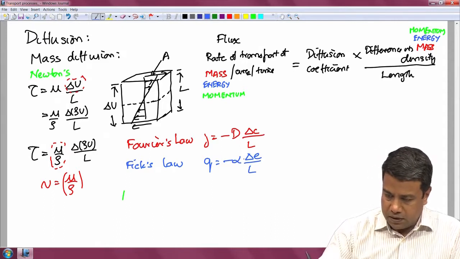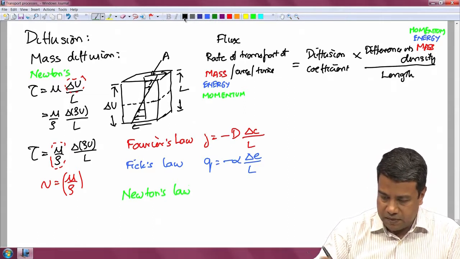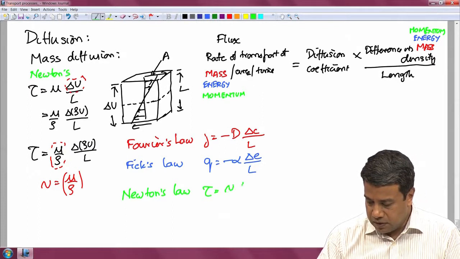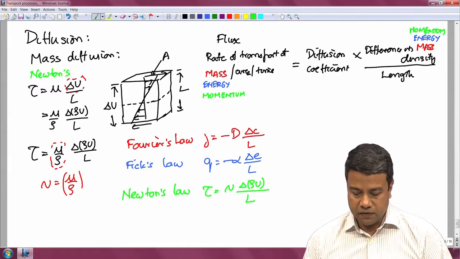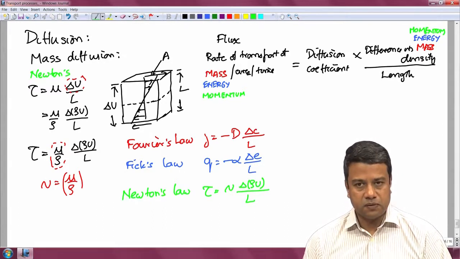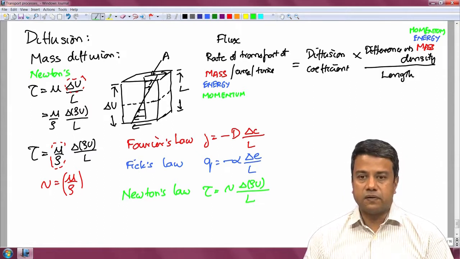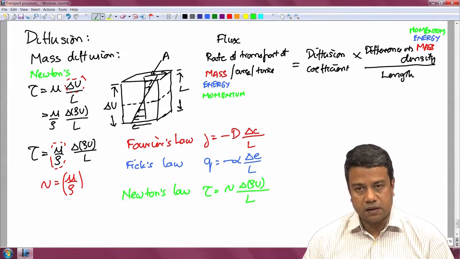And Newton's law for viscosity can be written as tau is equal to nu delta of the momentum density divided by L. And expressed this way, all of these, D, alpha and nu, are diffusion coefficients. They have dimensions of length square per unit time. So, these basically give you the relative rates of transfer of mass, momentum and energy.